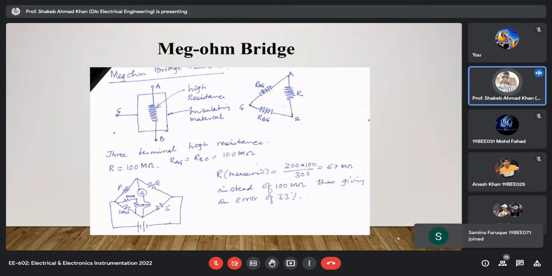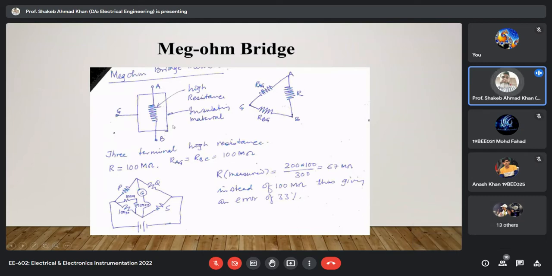Yes, sir. So again, we are trying the Wheatstone bridge for measurement of large resistance. In measurement of medium or moderate range resistance, the Wheatstone bridge is the best method. So we'll see how it performs when we use it without any modification for measurement of large resistance. Here the large resistance is shown as a three terminal resistance.